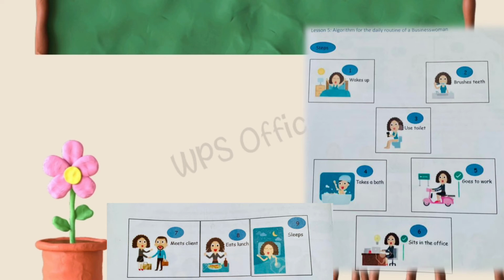You can see Emily waking up in the morning, brushing her teeth, using the toilet, taking a bath, going to work, sitting in the office, meeting clients, eating lunch, and sleeping. That's how Emily runs her daily routine.